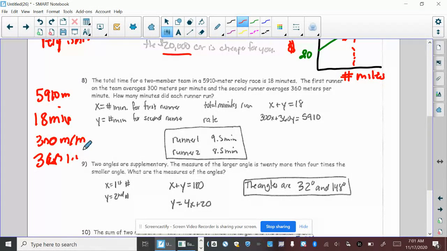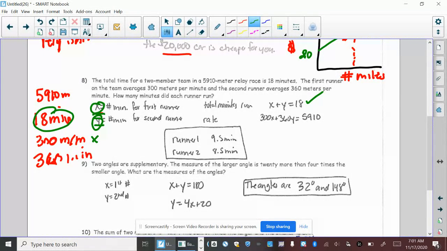You have to just take that. I don't know what else to do here. It says 300 meters per minute there. And then X and Y is just the number of minutes that each one ran. I'll do that in green here. So X is the number of minutes, Y is the number of minutes, 18 is the number of minutes. There's your first equation.